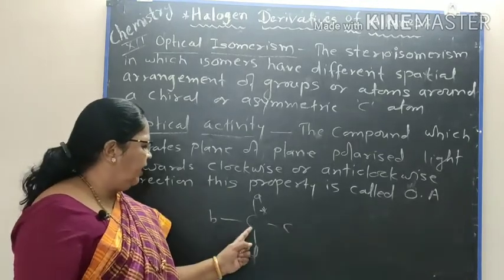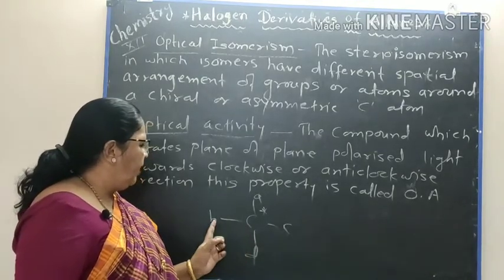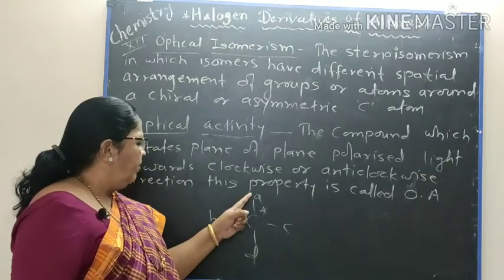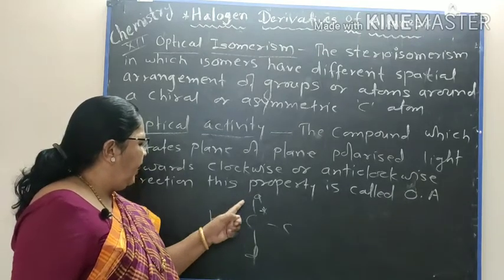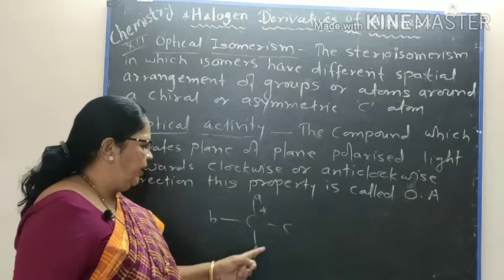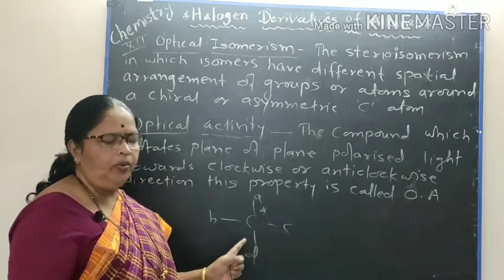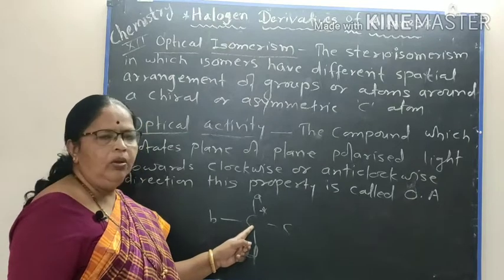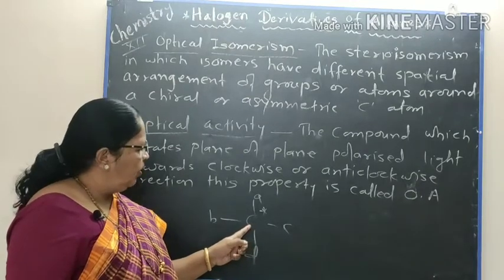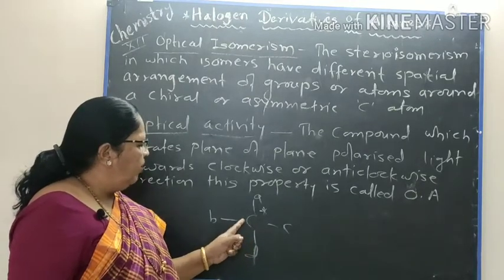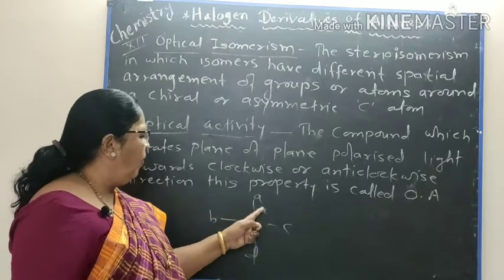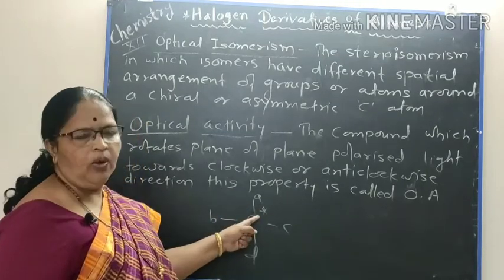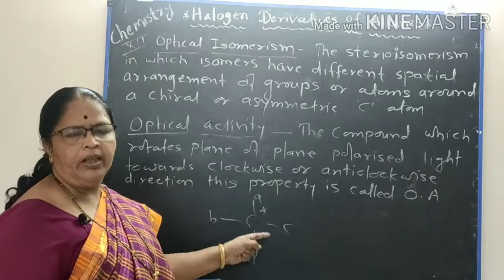See here, there is one carbon atom which is bonded to four atoms such as A, B, C, D. These are different atoms or groups bonded by single covalent bonds to the carbon atom. So, those carbon atoms which are attached to four different atoms or groups are called asymmetric carbon atoms or chiral atoms.